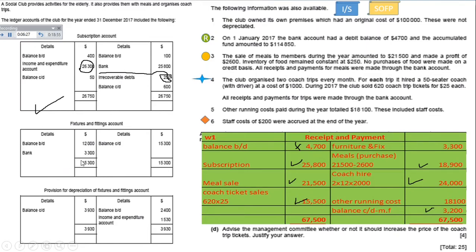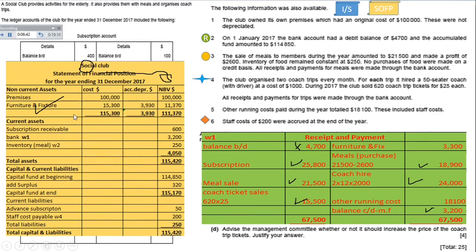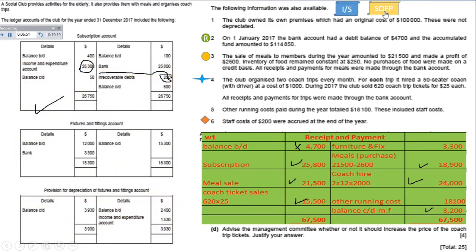you see in the ledger, there is your closing balance CD becomes BD, 15300. This 15300 will be shown as your asset in the non-current assets. Furniture and fixture 15300 shown as non-current asset. Then we need to deduct depreciation out here. Depreciation is maintained under the provision method, so you don't have depreciation shown in this asset account. This asset is at cost.